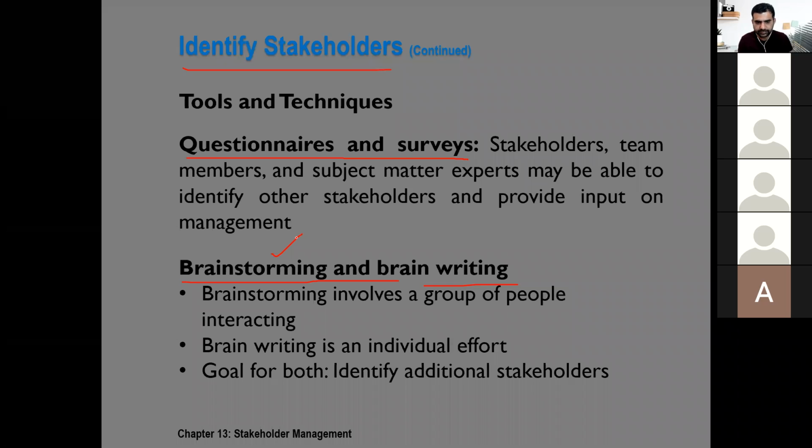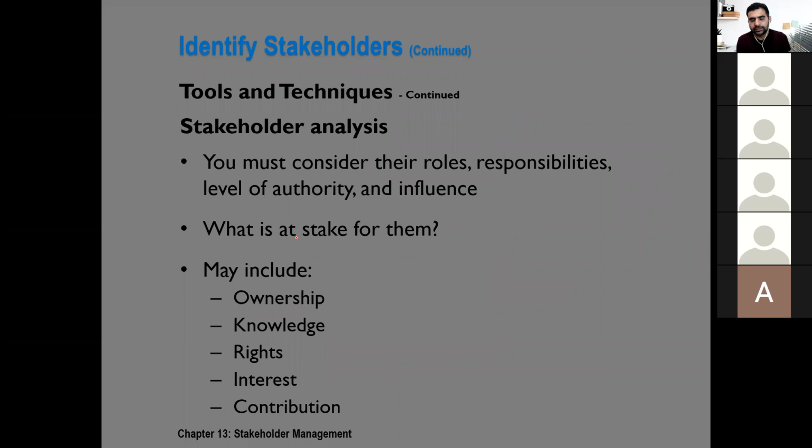Then once stakeholders are identified, the next step is to analyze the stakeholders. What are their roles, responsibilities, their power, their interest, their influence on the project? What are their stakes in the project? And you may think about factors such as ownership, knowledge, rights, interests, and contribution.